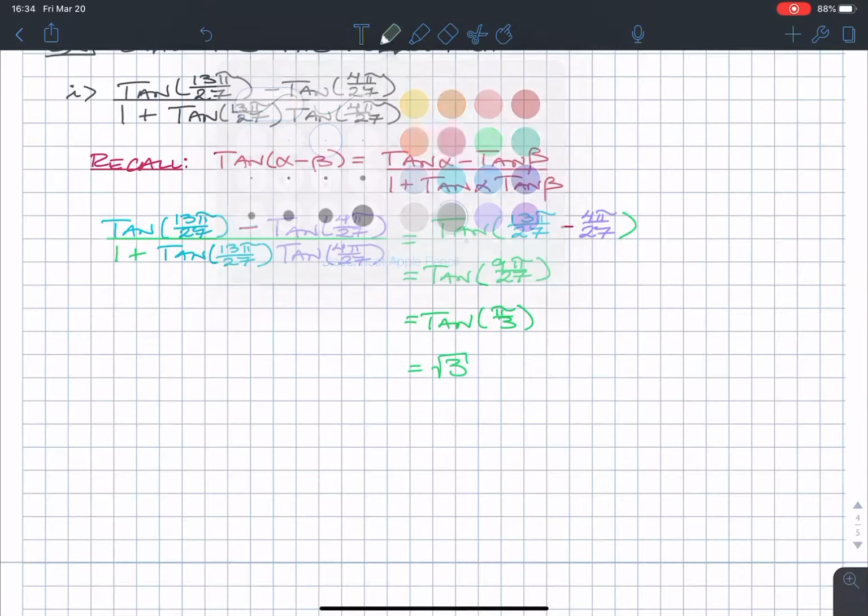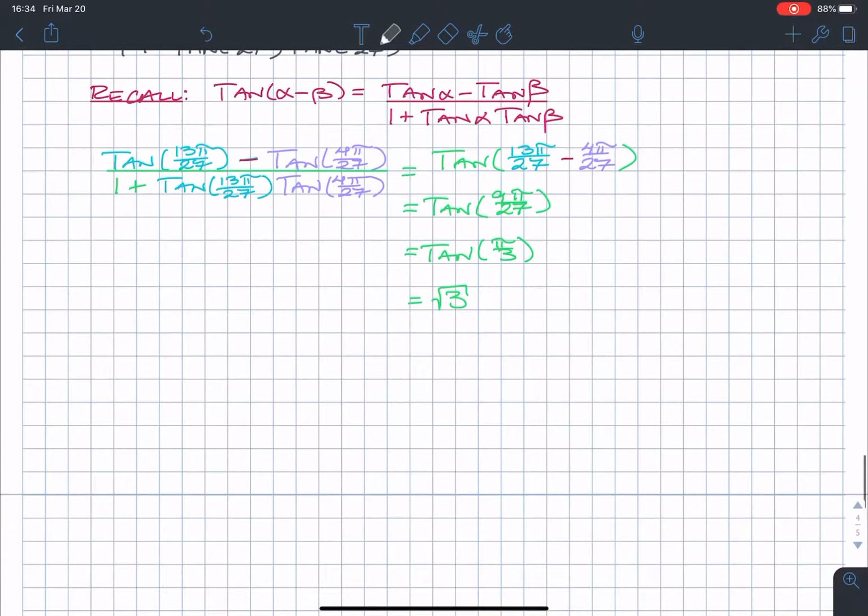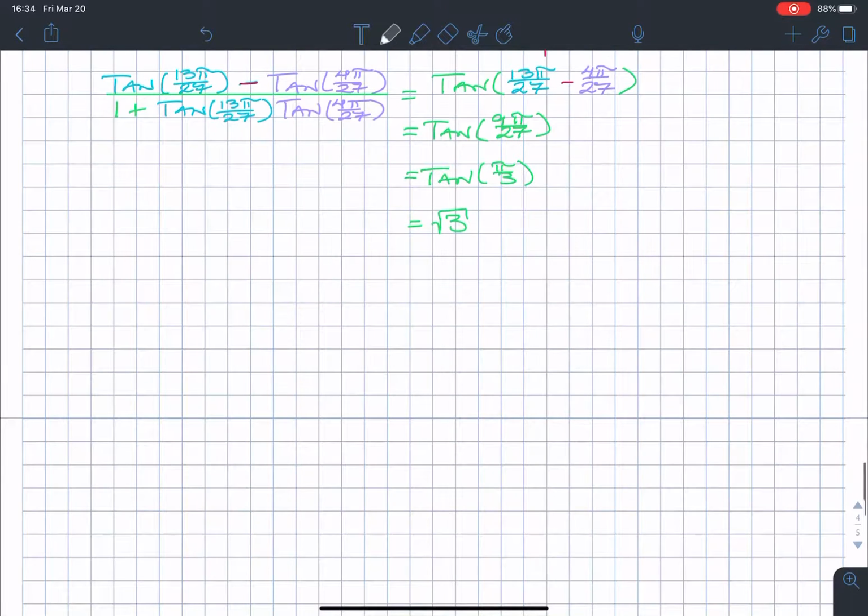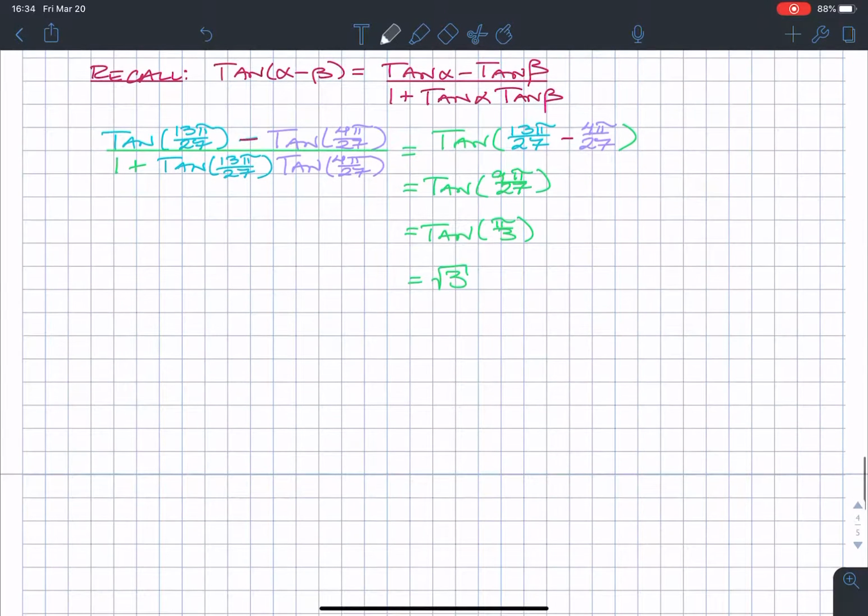Okay, so let's do another one. I might need to move down. Well, maybe I can start it here. So number 2. Let's say we have tangent of pi over 6 plus tangent of pi over 12, all divided by 1 minus the product tangent of pi over 6 times tangent of pi over 12.